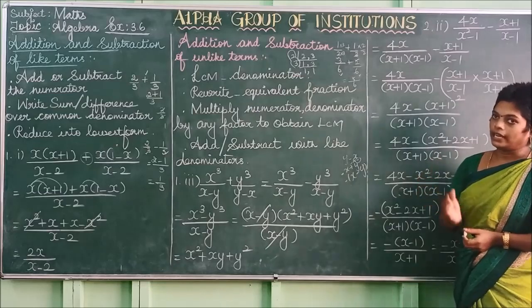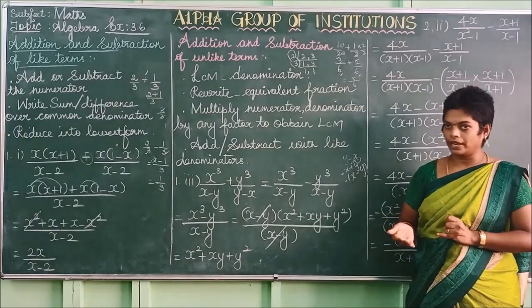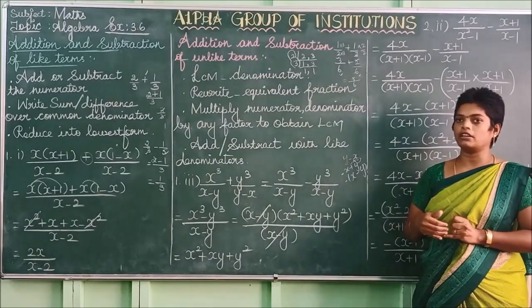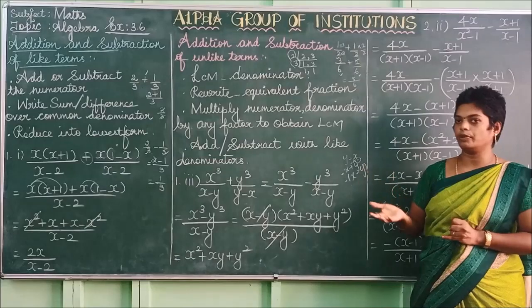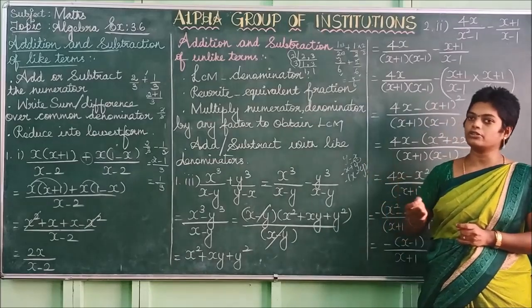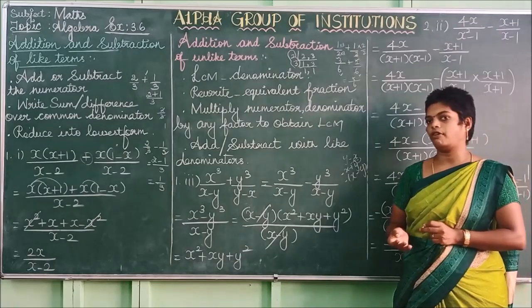Then listen, for like terms you have to follow these steps: add or subtract the numerator with the common denominator. Like terms means you have a common denominator, so you can add or subtract the numerator values. Then you have to reduce the answer into the lowest form.